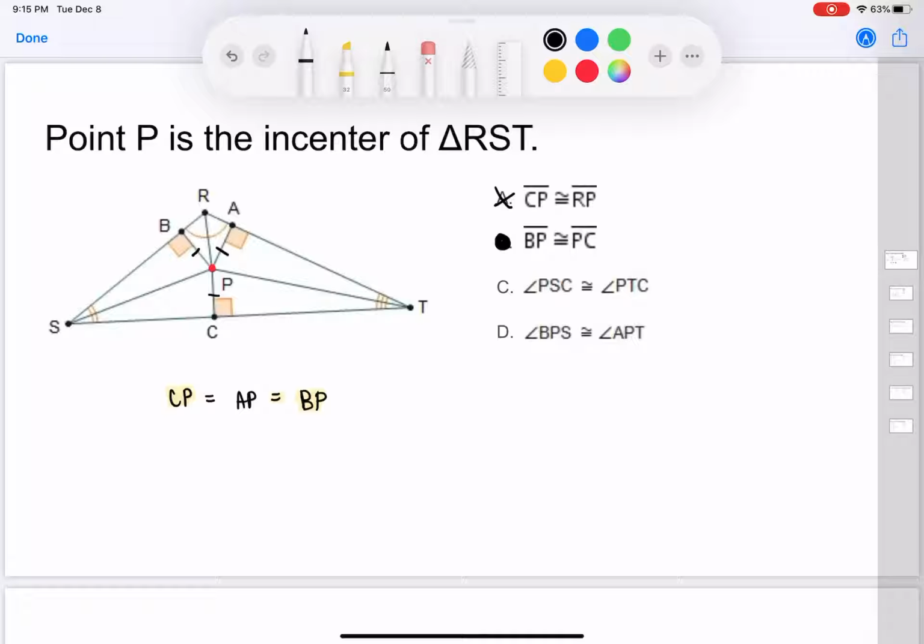The measure of PSC is congruent to the measure of PTC. Well, that's not something I can conclude directly from my theorem. So that won't be an answer choice. Can I conclude that BPS is congruent to APT? Oh no, that's not something I can conclude from my concurrency of angle bisectors of a triangle theorem, so B will be my answer. Let's look at the next problem.